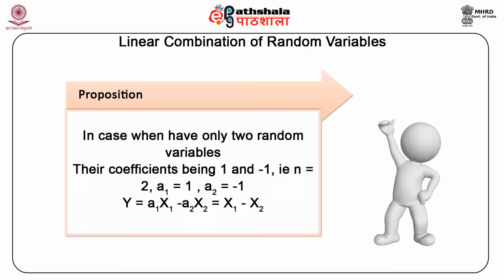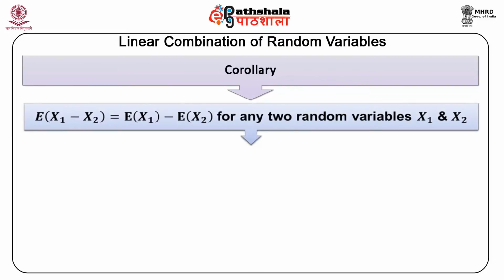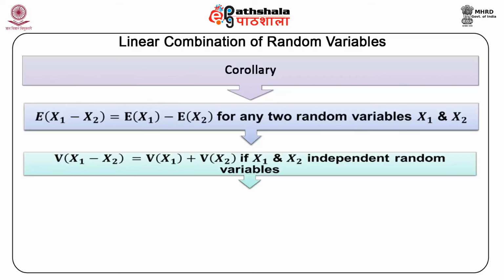Proposition. In case when we have only two random variables with their coefficients being 1 and minus 1, that is, n = 2, a1 = 1, a2 = -1, then Y = a1 x1 + a2 x2, which is equal to x1 - x2. Corollary to the previous proposition: E(x1 - x2) = E(x1) - E(x2) for any two random variables x1 and x2. V(x1 - x2) = V(x1) + V(x2) if x1 and x2 are independent random variables.